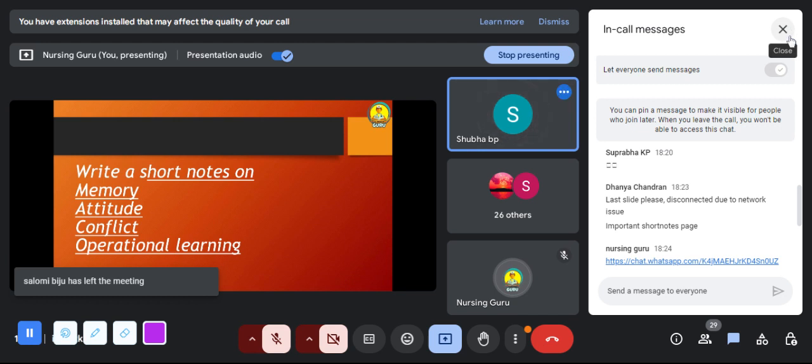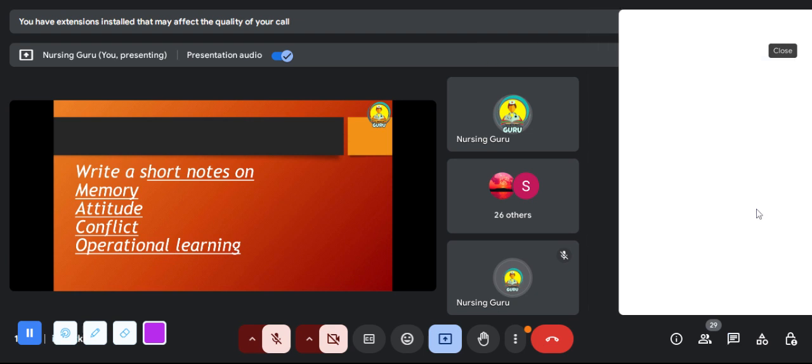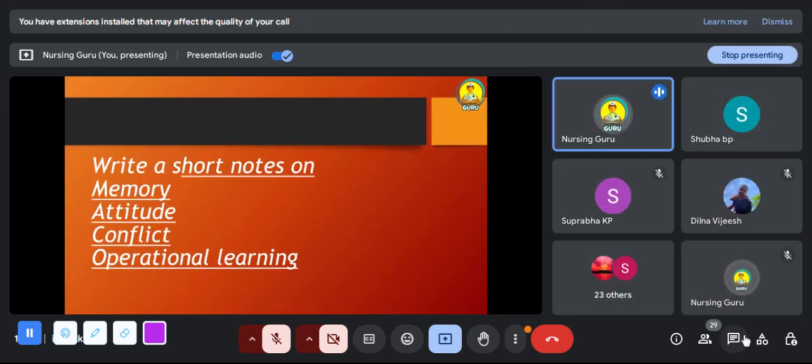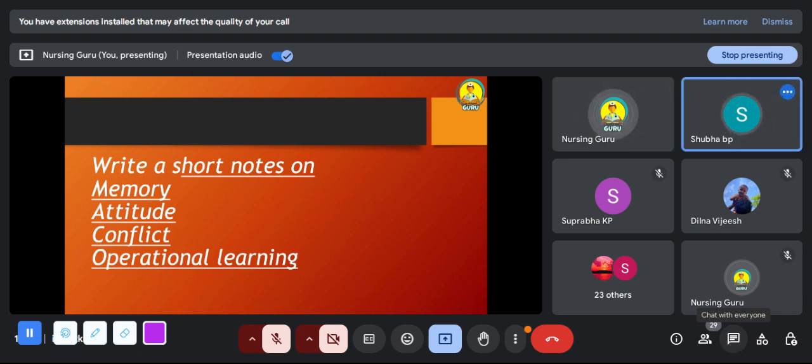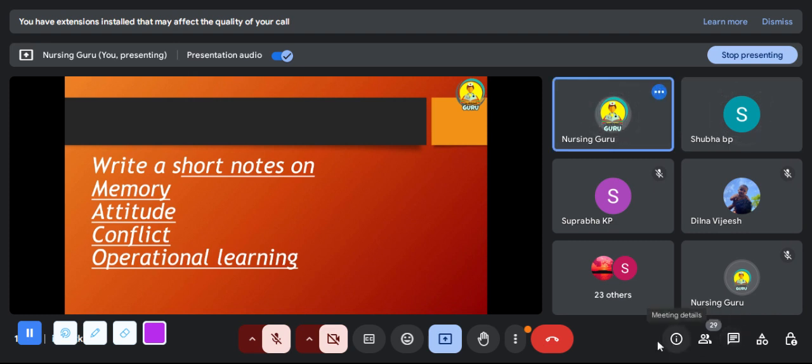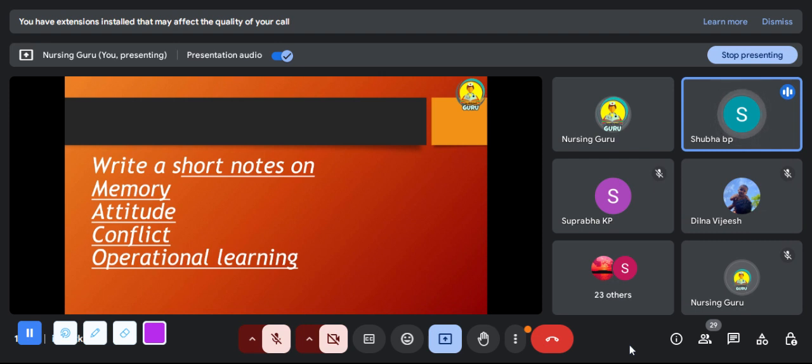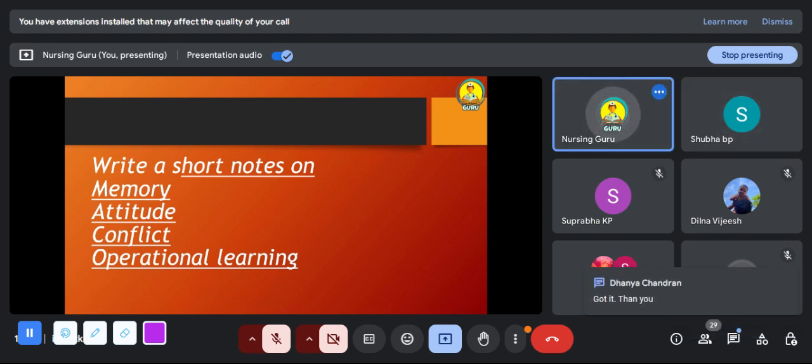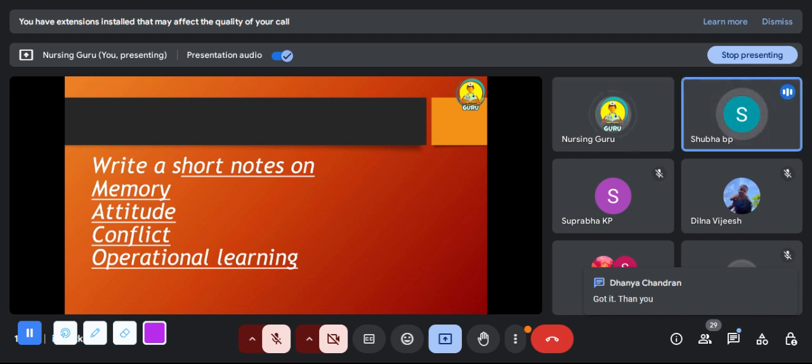Anything else, ma'am? Someone asked again for important short note pages, based on the PPT. I told her that after the session they can obtain it from the Nursing Guru app. Okay, I'll message her. Got it. Thank you.